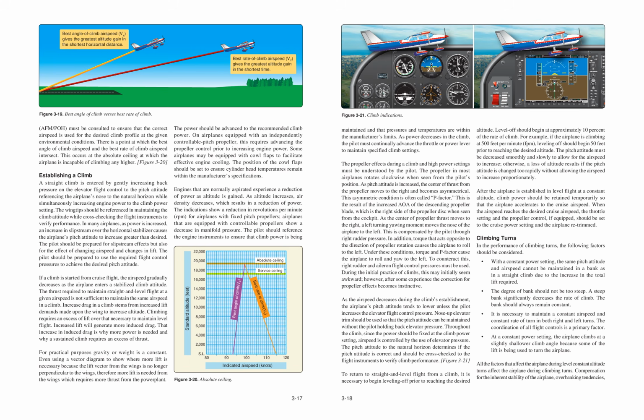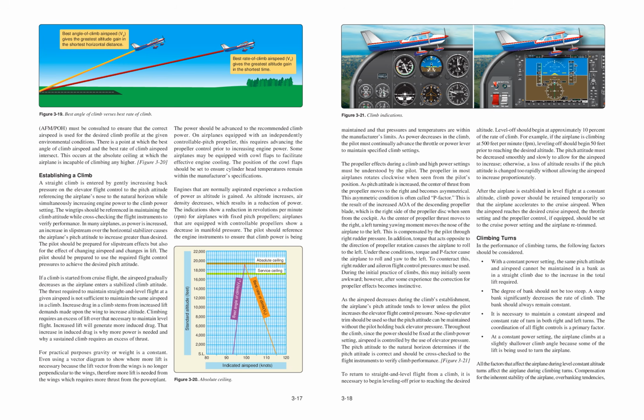A straight climb is entered by gently increasing back pressure on the elevator flight control to the pitch attitude, referencing the airplane's nose to the natural horizon while simultaneously increasing engine power to the climb power setting. The wingtips should be referenced in maintaining the climb attitude while cross-checking the flight instruments to verify performance. In many airplanes, as power is increased, an increase in slipstream over the horizontal stabilizer causes the airplane's pitch attitude to increase greater than desired. The pilot should be prepared for slipstream effects but also for the effect of changing airspeed and changes in lift. The pilot should be prepared to use the required flight control pressures to achieve the desired pitch attitude.